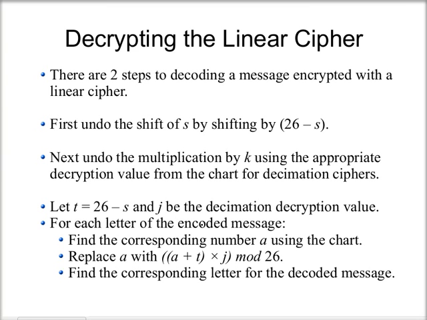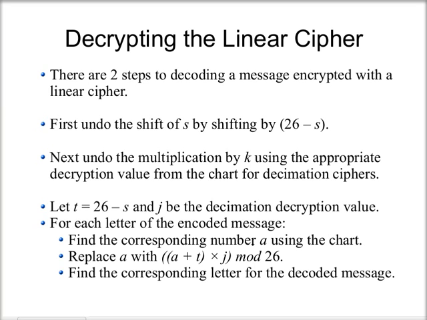So if I let t equal 26 minus s and j be the decimation decryption value that goes with k, then for each letter of the encoded message, I'm going to find the corresponding number in the chart, and then replace that number with itself plus t times j. So here I'm doing addition first and then multiplication, which is the opposite of the encryption. So decryption goes in the opposite order. And again, that's mod 26. And then I find the corresponding letter for the decoded message.